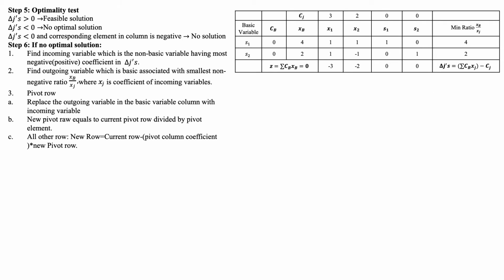As we have seen, the delta j values are less than 0. If delta j's are less than 0, there are two possible cases. It can be a non-optimal solution or it can be no solution. If you see both the rows, these are all positive, so the condition that the corresponding element in the column is negative is not satisfied. This element is non-negative, that's why this problem is not a no-solution problem.